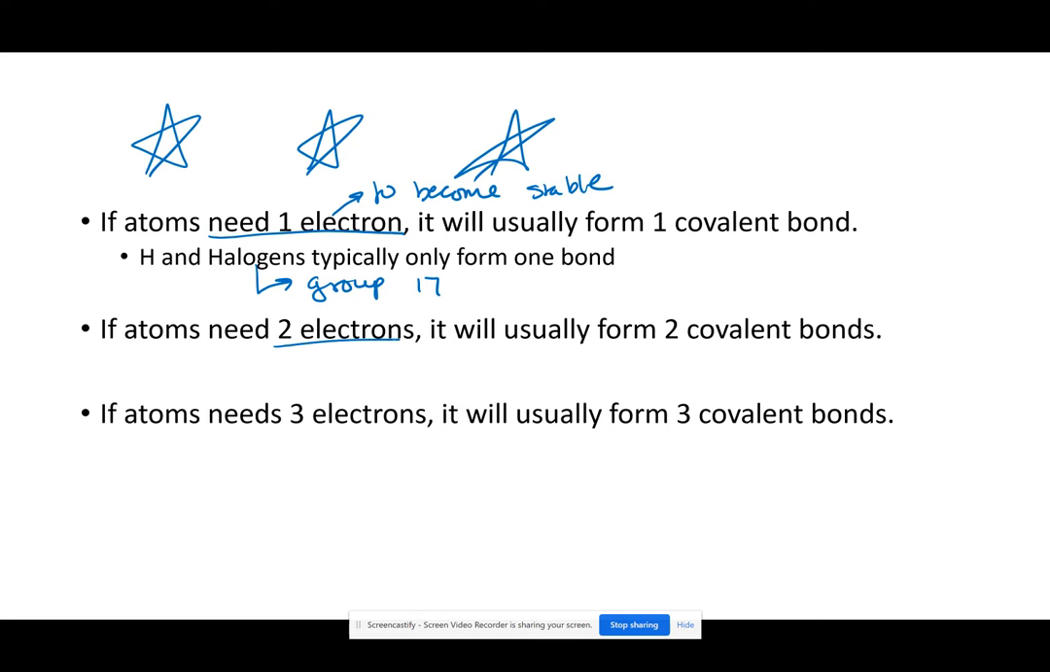If an atom needs 2 electrons, it will form 2 bonds. That's our group 16. They have 6 valence electrons. They need 2 more to get to 8. And then if an atom needs 3 electrons to get to 8, it will form 3 bonds. That's our group 15.